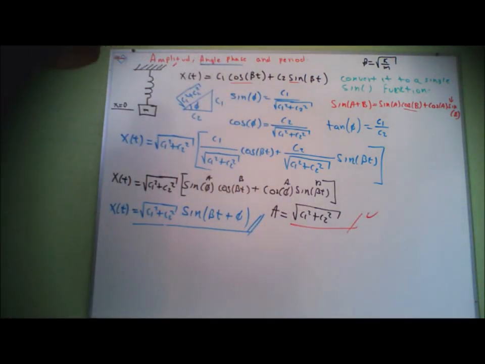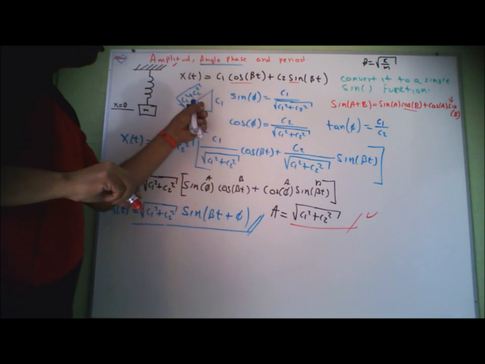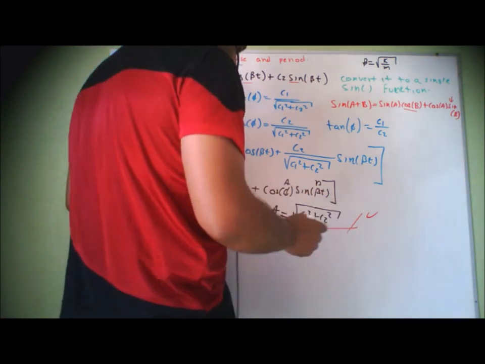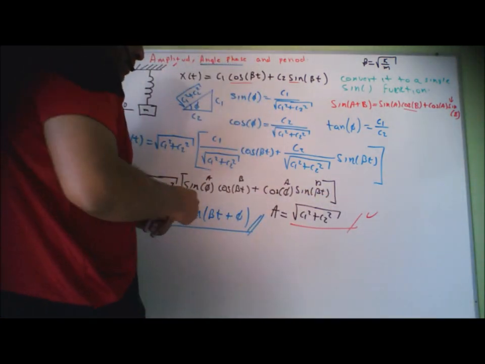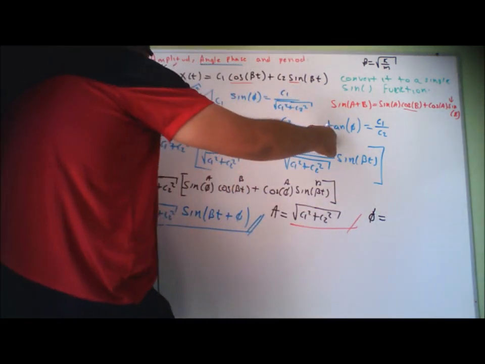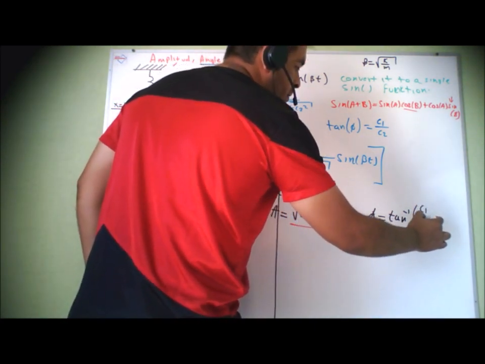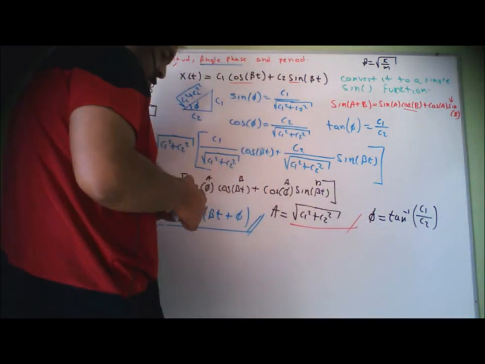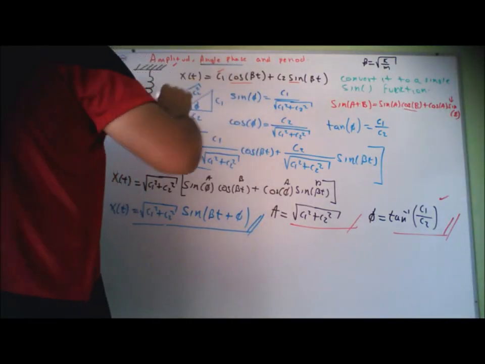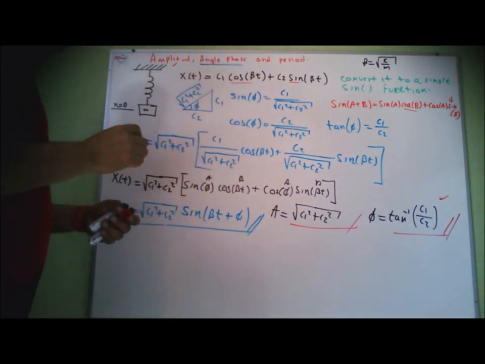Now the phase angle. The phase angle is actually this angle here. So from where do we calculate this phi? From here. If you clear the tangent, the phi is going to be the inverse tangent of C1 over C2. And there you go, you got your second formula, the phase angle.